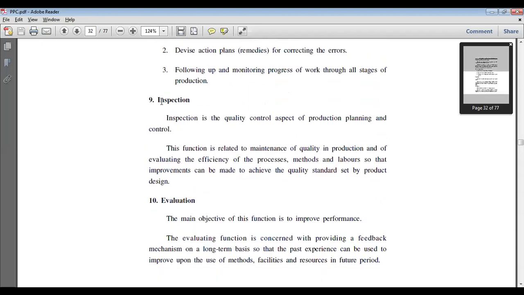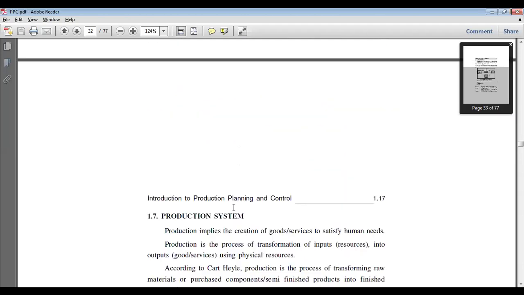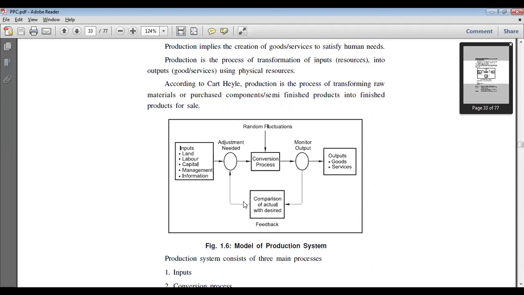This picture we have earlier discussed in quality management, evaluation, analysis. So this is the model of a production system. These are inputs: land, labor, capital, management, information. These are outputs: goods, services. Then this is the conversion process, and there may be random fluctuations. As I told, there could be failures, there could be short supplies, and all these are to be absorbed. And then we have a control, a comparison of actual with the desired.